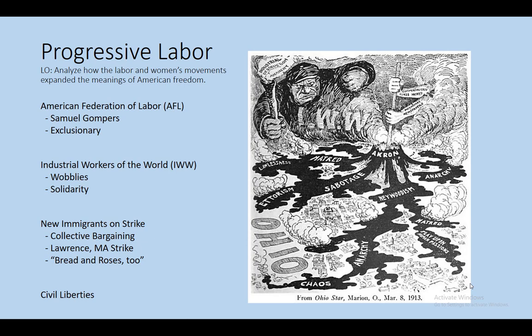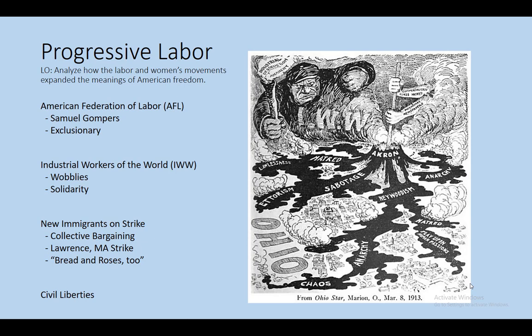The AFL itself represented skilled industrial and craft laborers. They were almost all white, they were male, and they were almost always native born. So this was a very exclusionary union, unlike the Knights of Labor from before, who welcomed in immigrants, who welcomed in women, who welcomed in unskilled labor. This is going to be a labor union for skilled workers who were white, male, and native born.